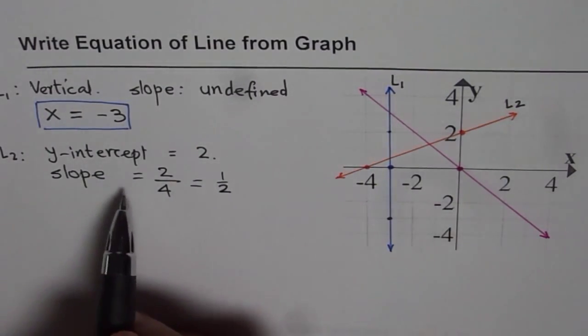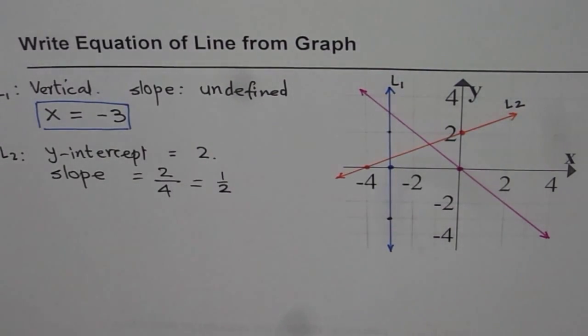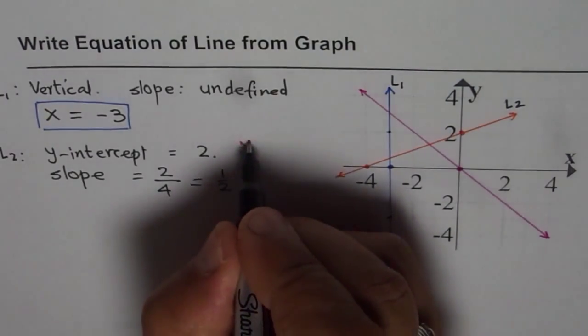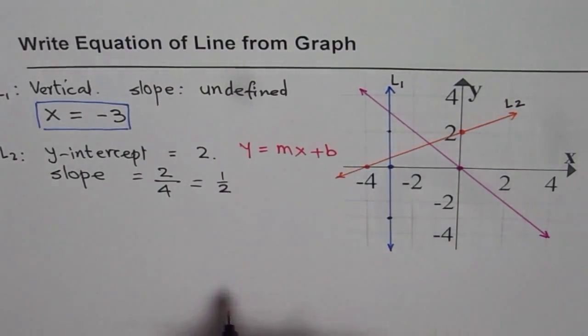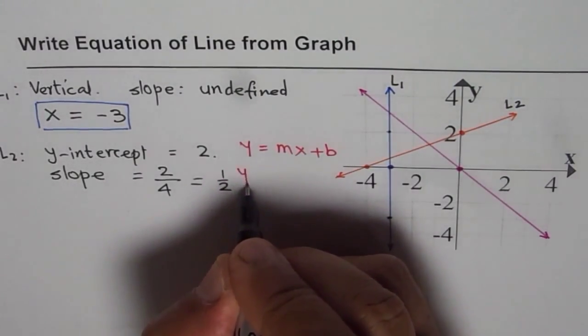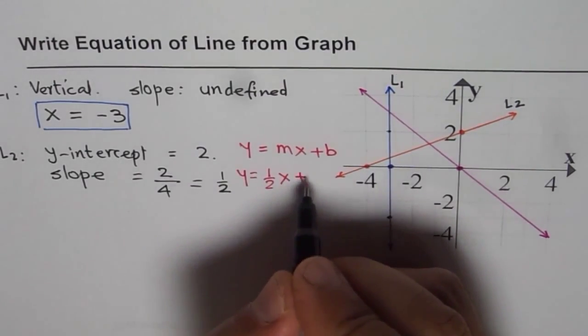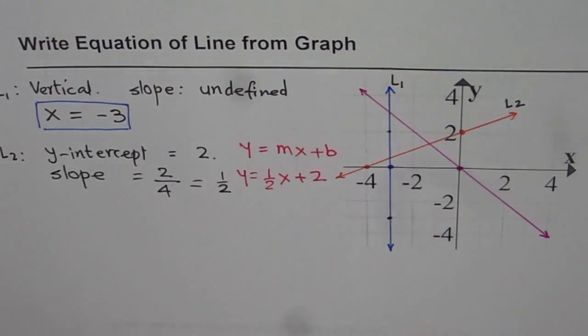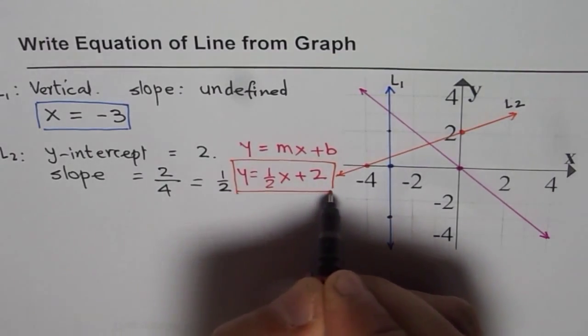Now since we have a slope of half and a y-intercept of 2, we can write this equation in slope-intercept form. We can write the equation as y equals mx plus b. So in that case, the equation of this line becomes y equals half x plus 2. So that is the equation of the given line. That is the second line, given in orange. Let me highlight this in orange.